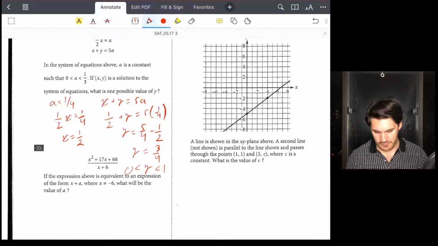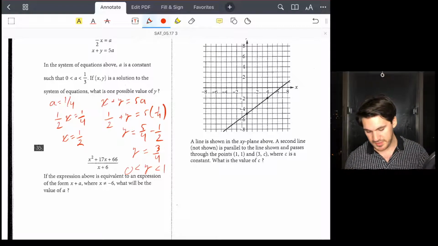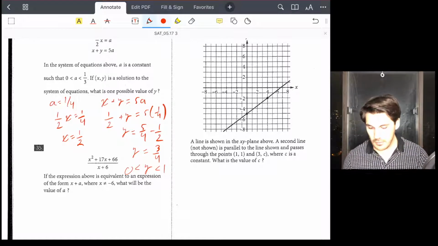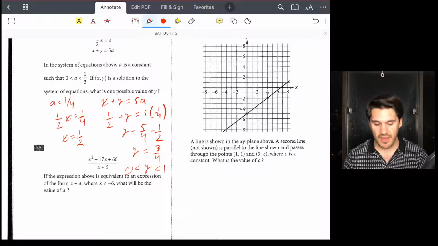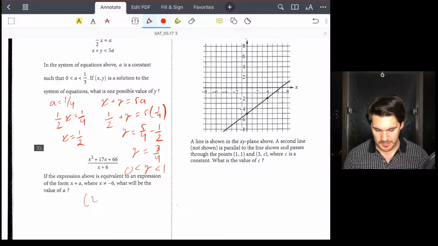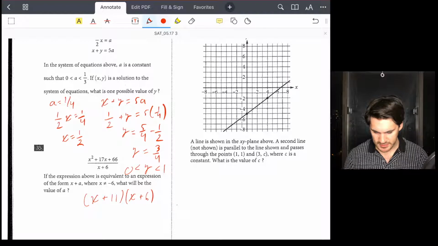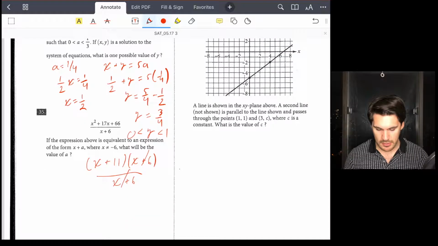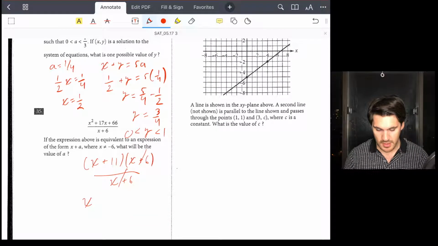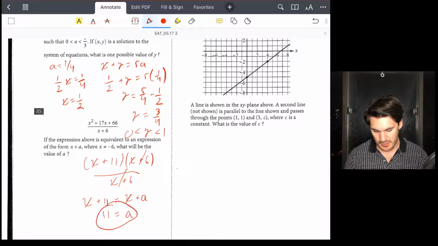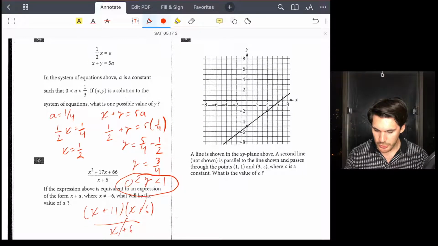Number 35. We have this expression. It's written in the form of x plus a. What is the value of a? Okay, we have a quadratic on the top, right? Let's factor it out. So the top is going to factor out to x plus 11 times x plus 6. The bottom is x plus 6. X plus 6 is canceled out, so we're left with x plus 11. Now they told us that x plus 11 is equivalent to x plus a, which means that a equals 11. And let me circle this one for the top. 34.